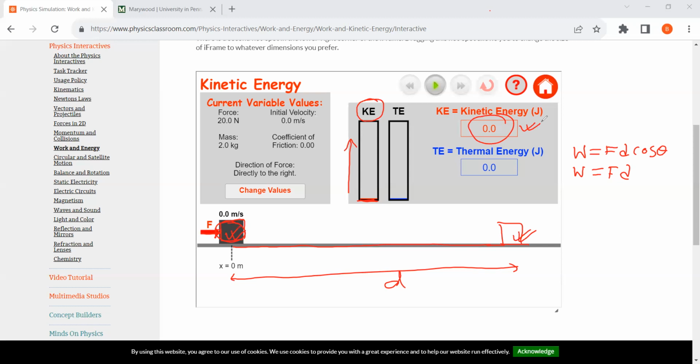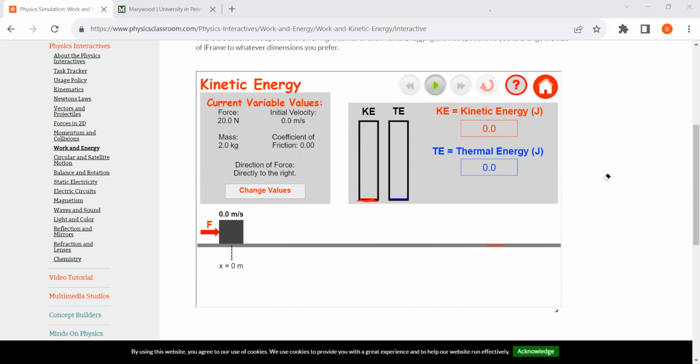For simplicity, I'm not considering the thermal energy here. At the end of this chapter we are going to introduce thermal energy, but for the time being we are neglecting it. Thermal energy is basically due to the friction between the object and the ground. Now let's see whether kinetic energy changes or not by doing some work on this object. Let me start it.